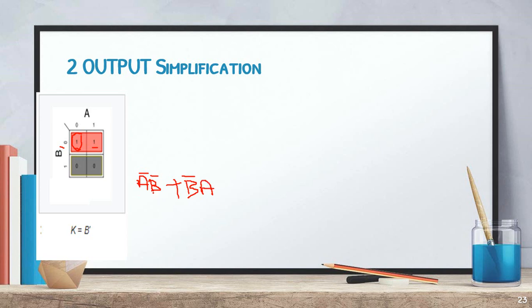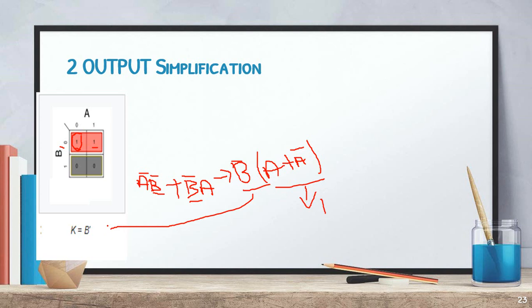In this, B bar is common, so we take B bar outside, and A plus A bar is 1. We know from the boolean laws that this becomes 1. So our final answer is B bar.